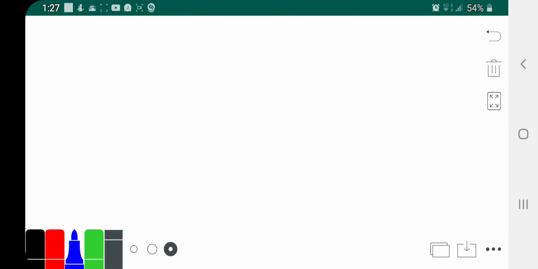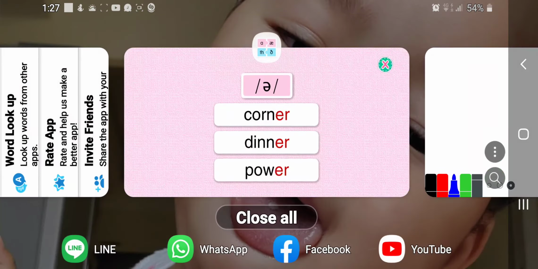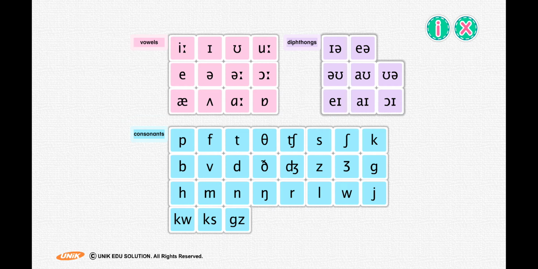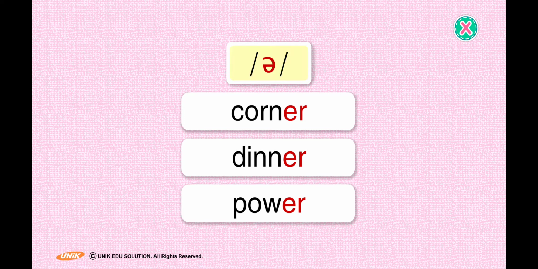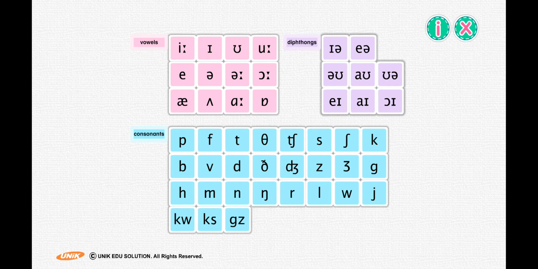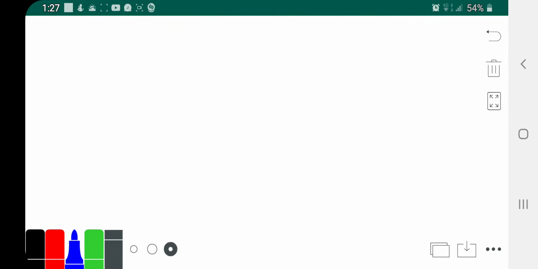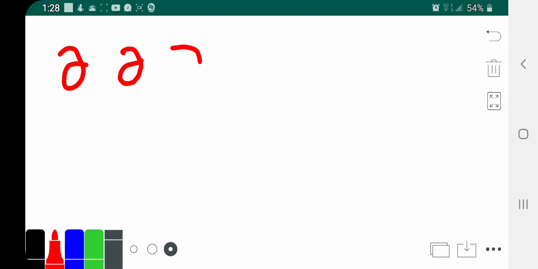Let's go through and look at some example. So let's go back to our examples from the IPA charts. So we are looking at this one. And we have corner, dinner, power. Okay. Let's go to the whiteboard. I'm going to write down the sound, which is this sound. Let me write a lot so that I can remember. So okay.